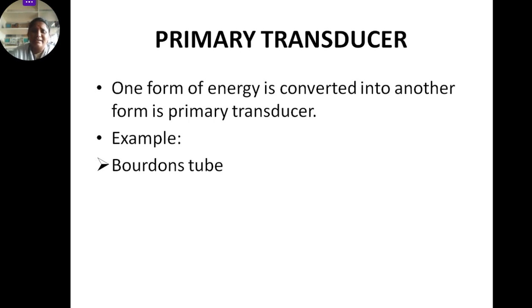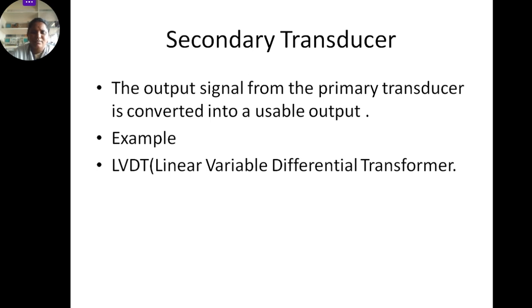Next, the primary transducer is one in which one form of energy is converted into another form. For example, the Bourdon tube. Secondary transducer: the output signal from the primary transducer is converted into a usable output. It is called the secondary transducer. For example, the LVDT, linear variable differential transformer.